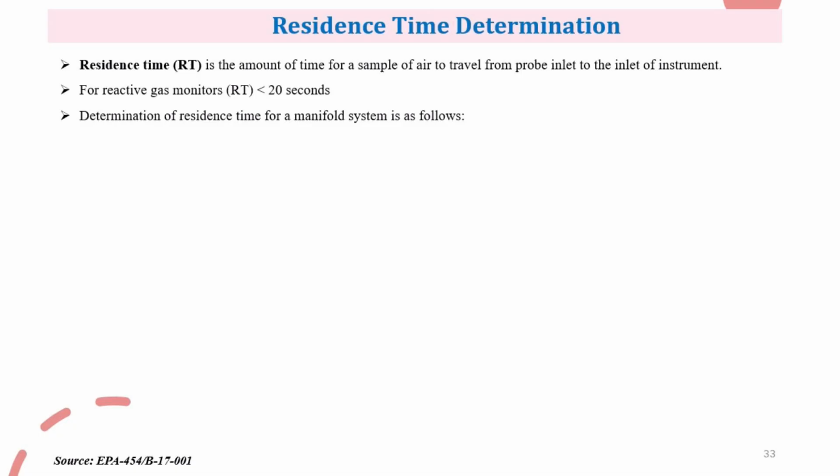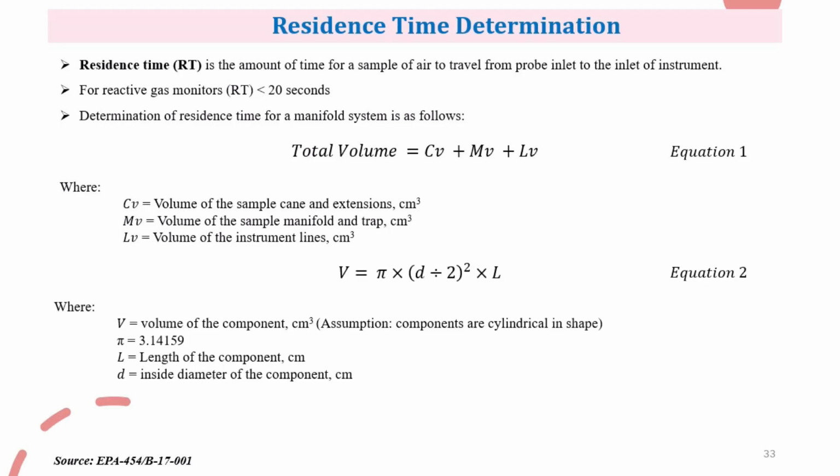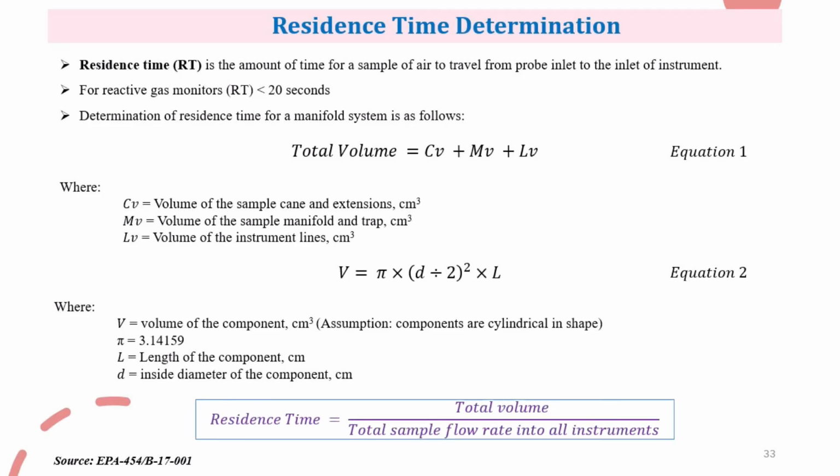To calculate the residence time, we need to first figure out the total volume of all parts in the system, including probe, sampler, and tubes. Then we find out the overall flow rate, which tells us how quickly air flows through the system. Finally, we can use the formula given in the image. This calculation helps us to understand how well the system is performing.